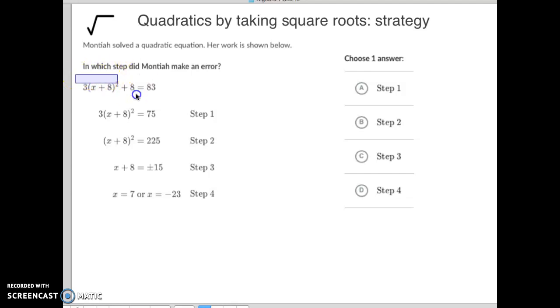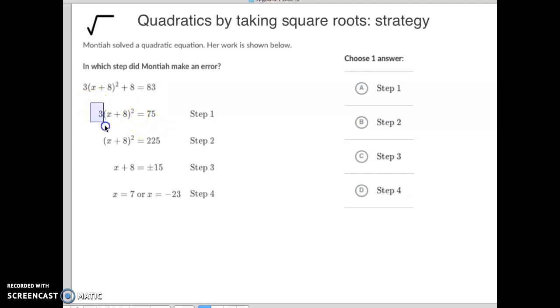So we're starting off right here. And we got to see what's the first thing. Well, the first thing he's got to do is get rid of this plus 8. How do you get rid of a positive 8? You subtract 8. Whatever you do to this side, you must do to this side of the equal sign. Did they subtract 8 correctly? Yeah, they did. So we're good there.